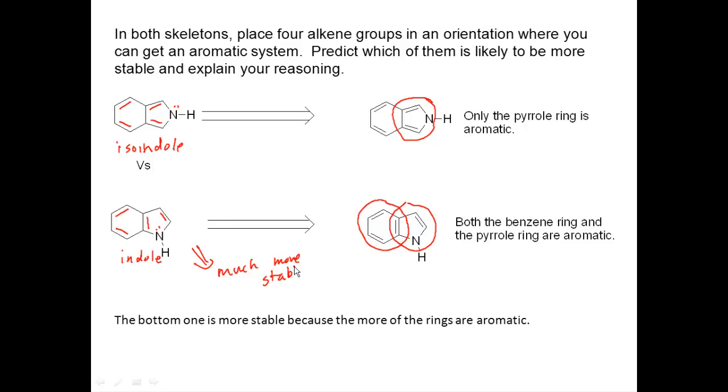And the stability of these 2 compounds is not really comparable. Indole can exist at room temperature for a long time, whereas isoindole reacts with itself and does a few other things. It doesn't have an extensive lifetime at room temperature.